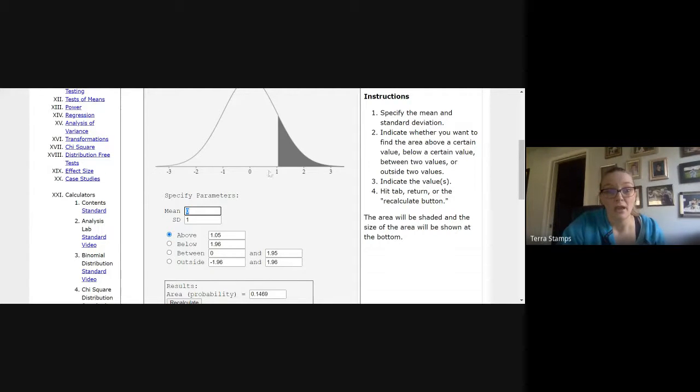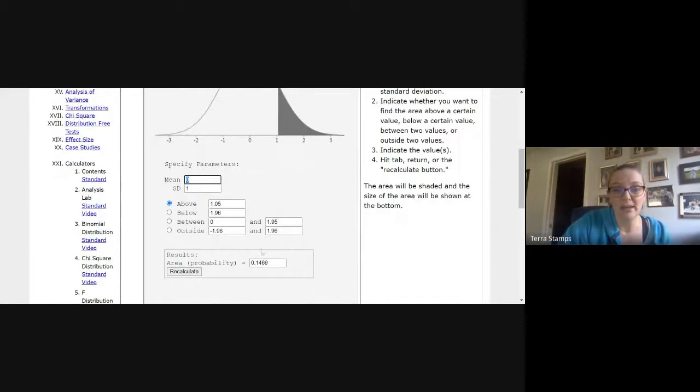So, all right. Well, I hope that that is helpful. Now, remember, this number right here is a decimal. If you want to change it to a percent, you move the decimal over 2 places. You get 14.69% in this case.